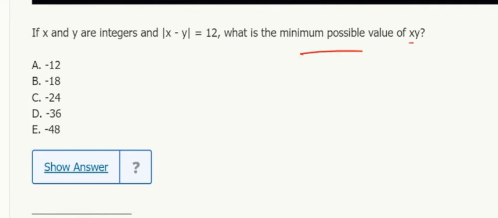Okay, minimum possible value of xy. So, first of all, I want to make one positive and one negative, so they end up with a negative number for xy. And it's going to be less than any positive number, of course.